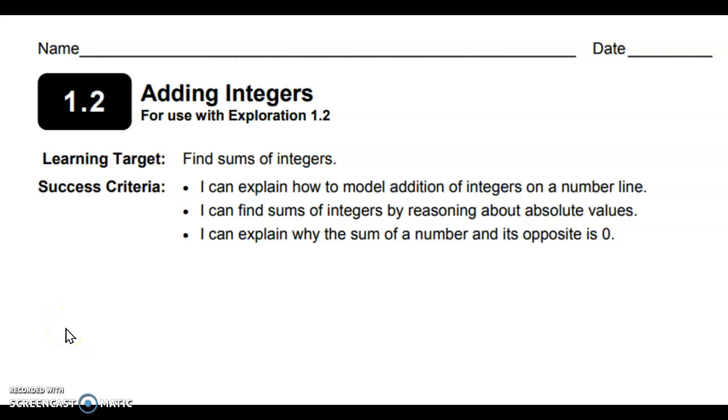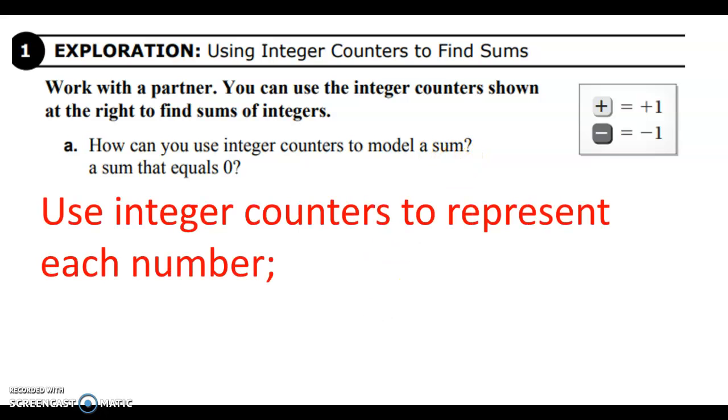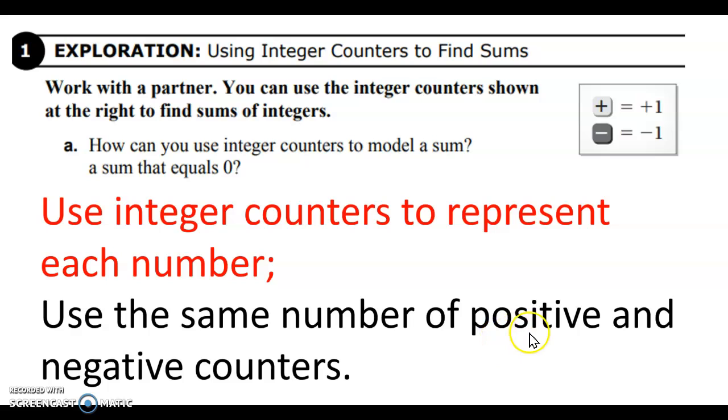All right, so back to the notes. The learning target is to find sums of integers. So we're going to be basically adding positives and negatives. And then you can see some of the criteria. So let's go ahead and talk about this. How can you use integer counters to model a sum? So basically, you use them to represent each number. And then, how do you get a sum that equals 0? If they're opposites. So if you have the same number of positives and the same number of negatives, they'd be opposites, and that means you would get a 0.